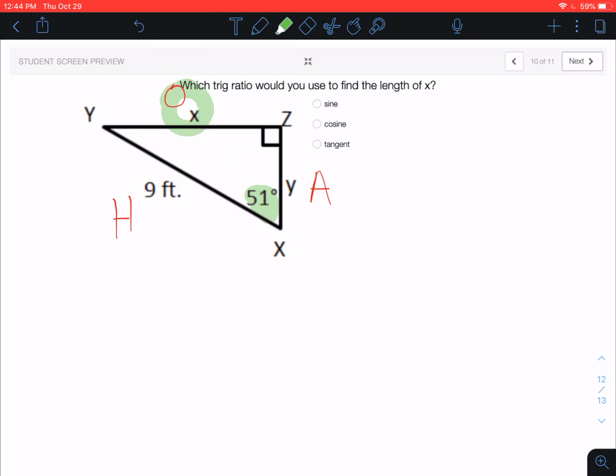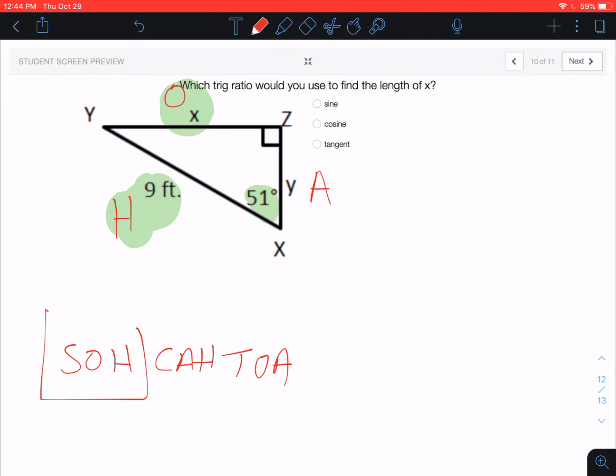I want to find side X, so I'm going to need to use a ratio that includes the opposite side, and they've given me the length of the hypotenuse, so I want to use a ratio that also includes the hypotenuse. So if I write down SOHCAHTOA and I look to see which one has O and H, that is going to be SOH. Okay, so H is there and O is there. So that means we are going to use the sine.